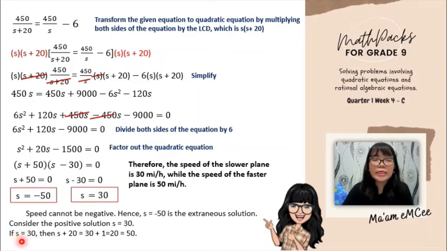So since s is equal to 30, then s plus 20 is equal to 30 plus 20. So disregard this one. I'm so sorry for this one. So 30 plus 20 is equal to 50. And that 50, which is s plus 20, will be the speed of our faster plane. So therefore, the speed of the slower plane is 30 miles per hour, while the speed of the faster plane is 50 miles per hour.